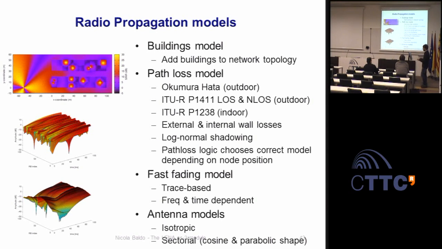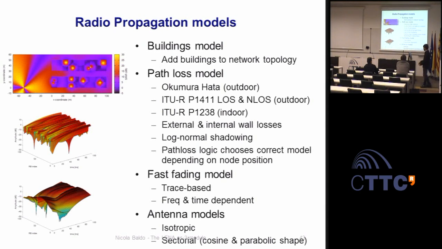Finally, we have an antenna model that has also been implemented as part of the LENA project. It was not available in ns-3 before. The framework that we developed is general and allows you to model in principle any possible antenna radiation pattern, but the only models that we actually implemented on top of this framework are a simple, trivial isotropic model, and then two sectorial antenna models. One is based on the cosine shape and the other is based on the parabolic shape. And these are normally used for sectors of macrocells.